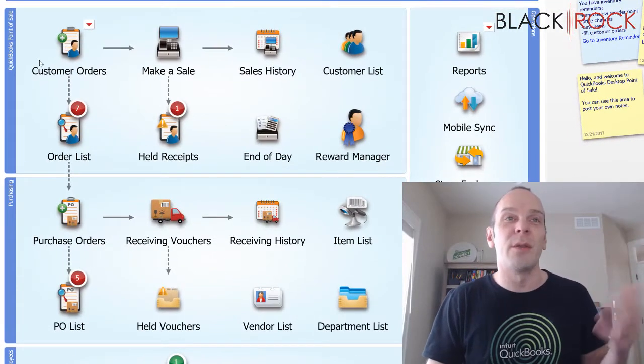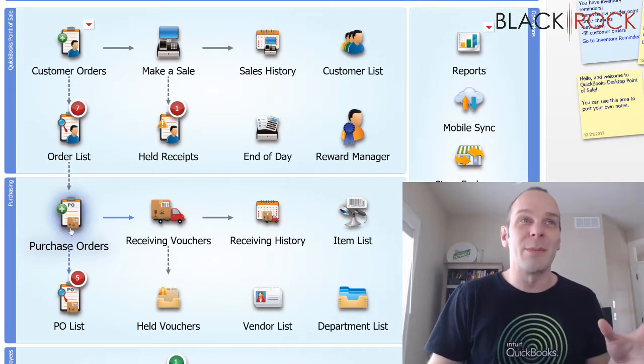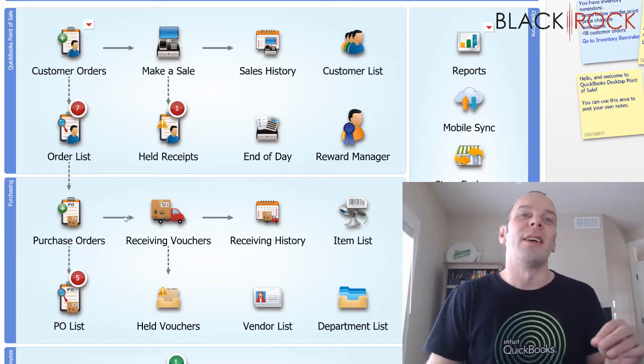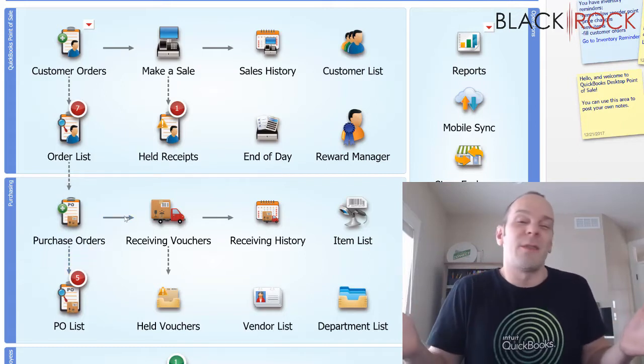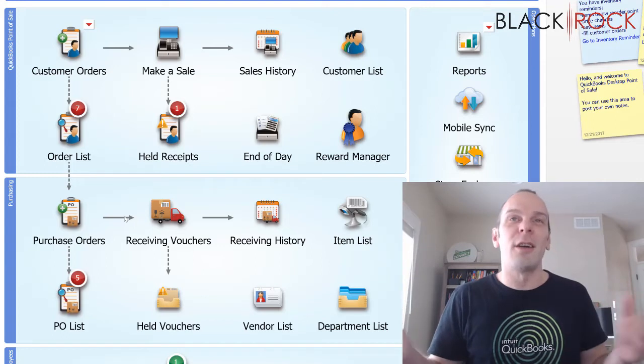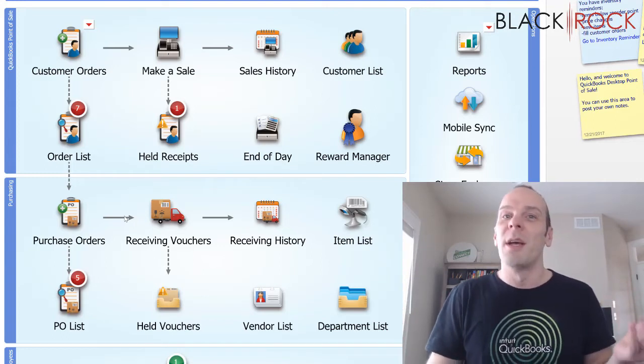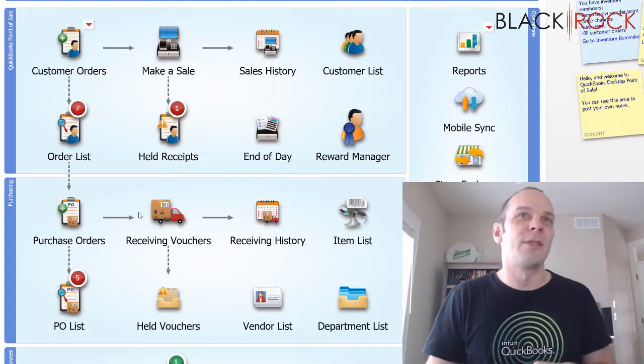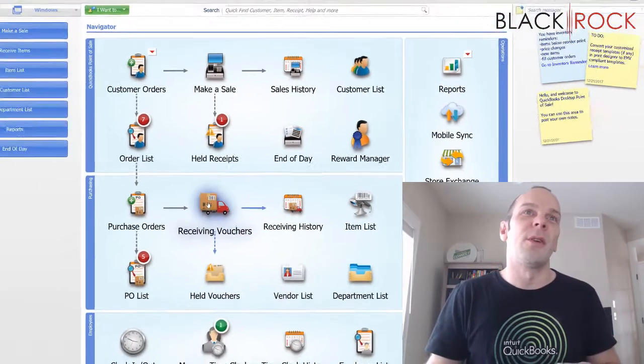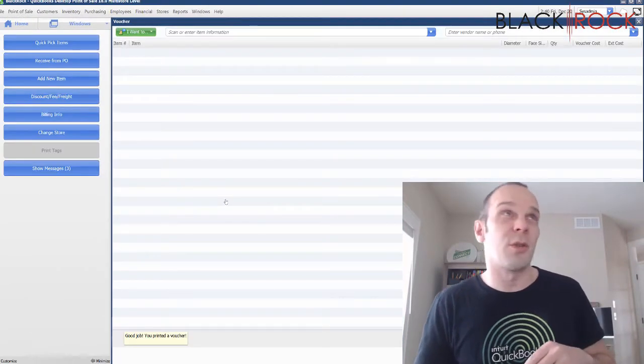Here we are in Point of Sale. You have not done a purchase order, and you either brought some stuff in a truck or your car, or you purchased it somewhere, or it arrived on your doorstep, but you did not use a purchase order. So you're simply going to go to Receiving Vouchers, which is the truck icon.